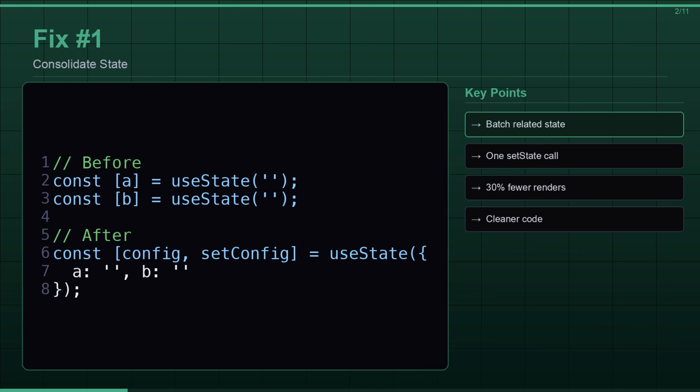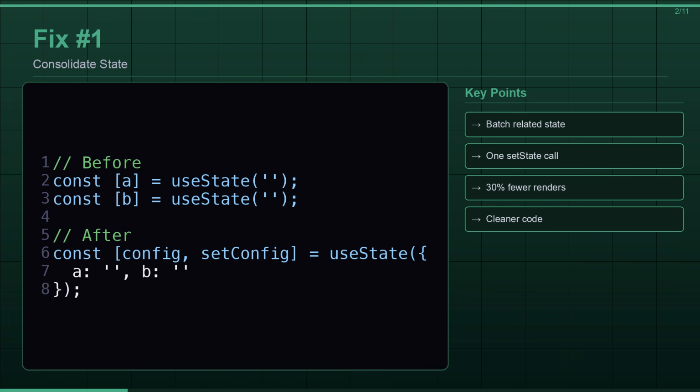Fix number 1. Consolidate your state. Instead of 10 separate useState calls for related data, group them into one object. This reduces re-renders by up to 30%. Because React batches a single state update instead of triggering 10 separate render cycles.